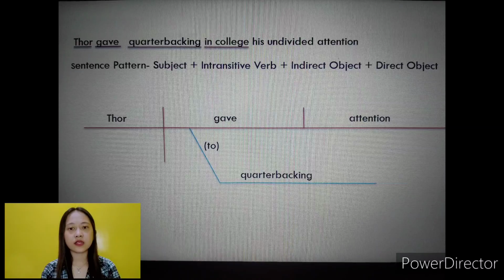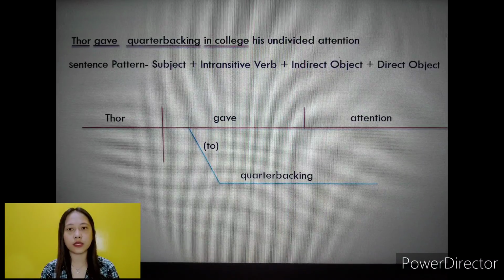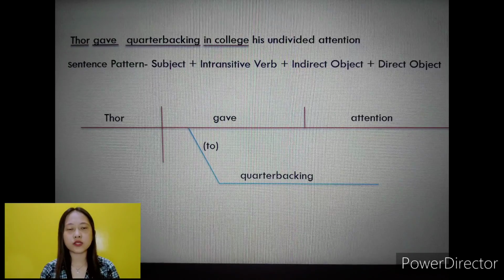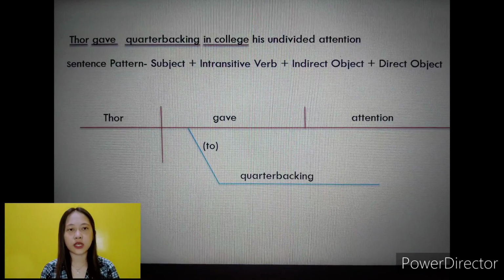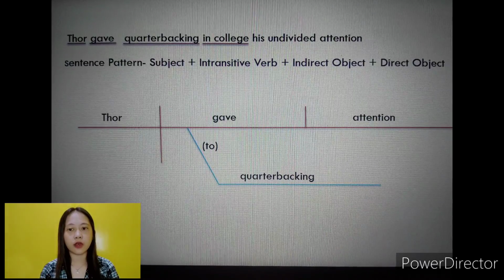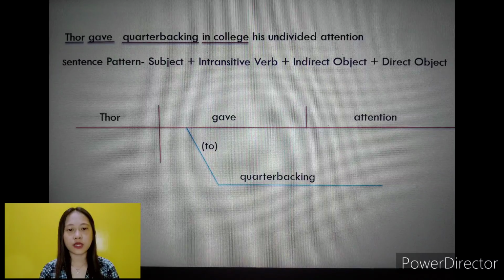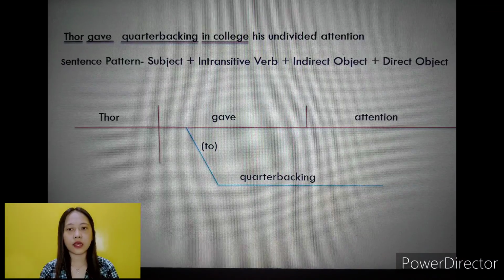The third sentence is, Thor gave quarterbacking in college his undivided attention. So the sentence pattern of this sentence is SIVIODO. We start to draw a horizontal line and look for the subject and verb. Subject is Thor and verb is gave. As we can see in the diagram here, the indirect object is placed on a line under the verb.